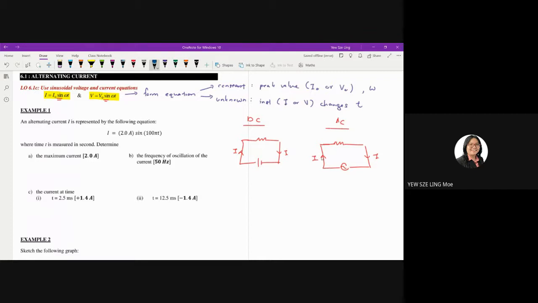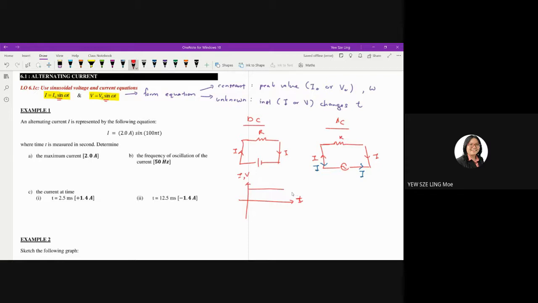And when it goes back to 0, what's happening? Now the current will flow in the opposite direction. So the direction keeps changing. So when it comes to DC, what happens? Let's say now I have a VT graph or an IT graph. When it comes to DC, you have a linear graph, provided you have a resistor right here.